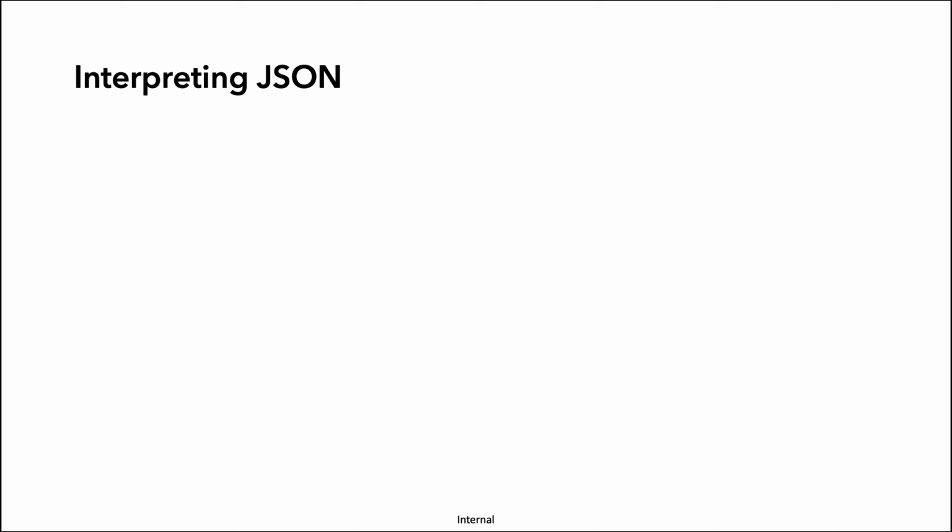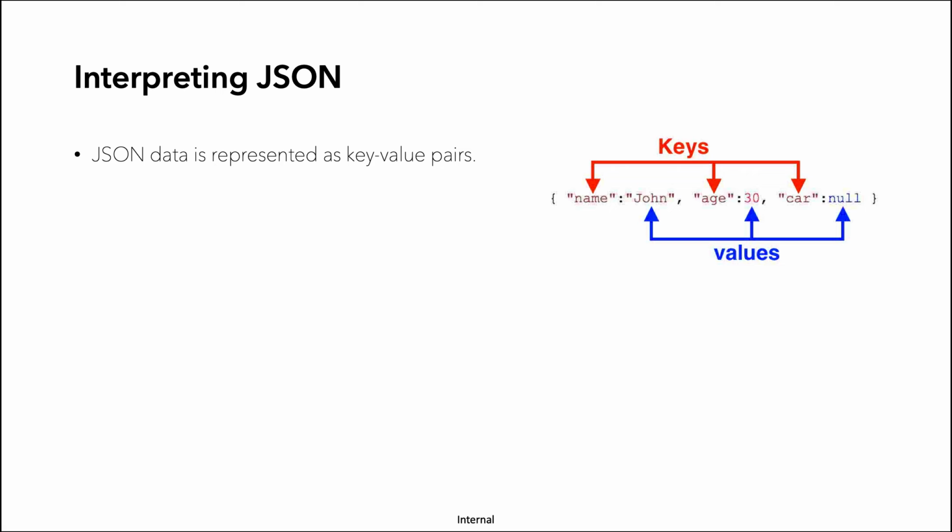Let's go ahead and see how to interpret JSON. Interpreting JSON key value pairs is straightforward. JSON data is represented as key value pairs. Each key value pair represents a single piece of data, where the key is a string that identifies the data and the value is the actual data that can be strings, numbers, booleans, arrays, or objects. So keys identify the data, values are the actual data.